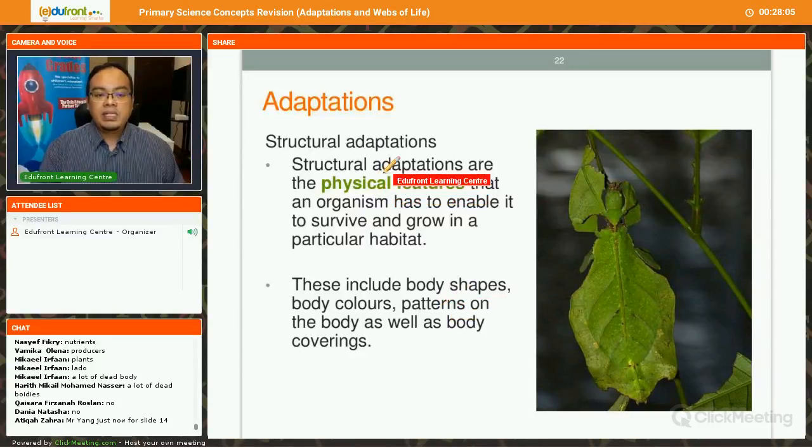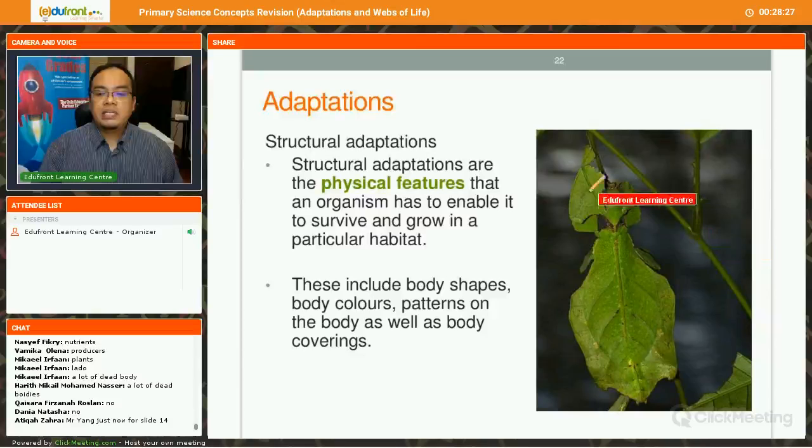So what are structural adaptations? They are also known as physical adaptations. They are physical features that an organism has to enable it to survive and to grow in a particular habitat. This includes the body shape, the body color, patterns on the body, as well as its covering.